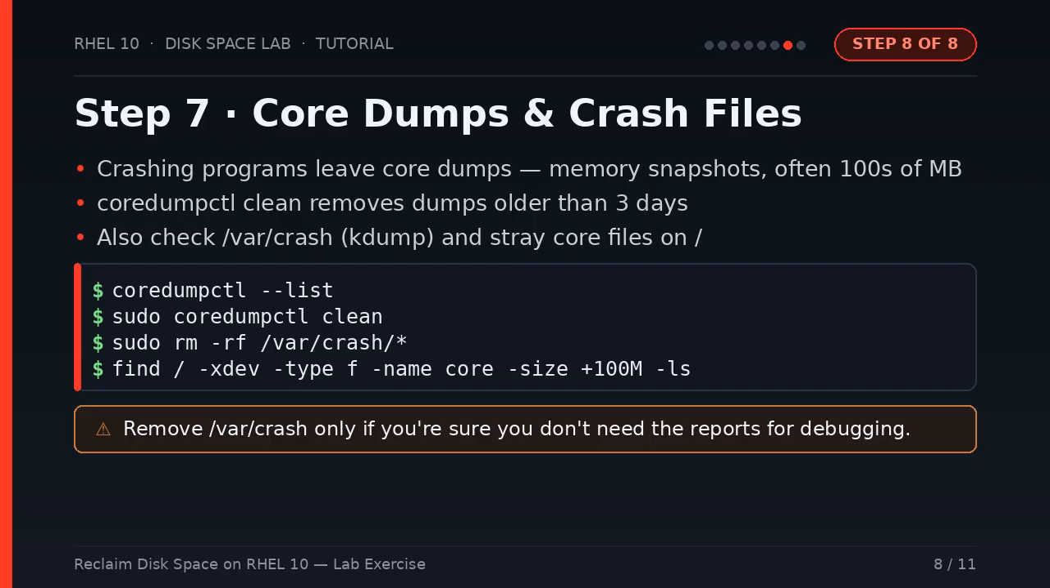Some systems also keep crash reports in /var/crash, collected by kdump. Check the folder size with du -sh /var/crash. If you do not need the reports, remove them with rm -rf /var/crash/*. Only do this if you are sure the reports are not needed. Finally, hunt for stray core files on the root file system. find / -xdev -type f -name core -size +100M. This step usually frees several hundred megabytes.